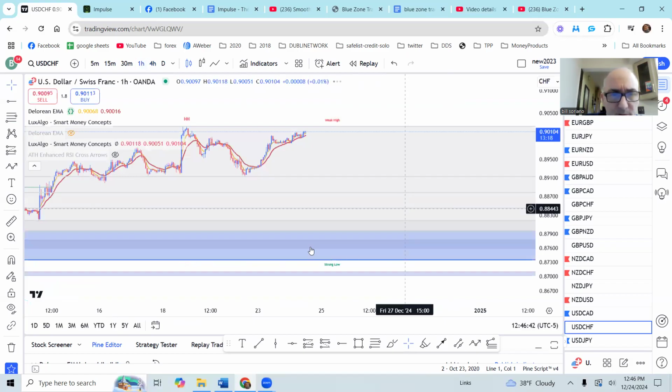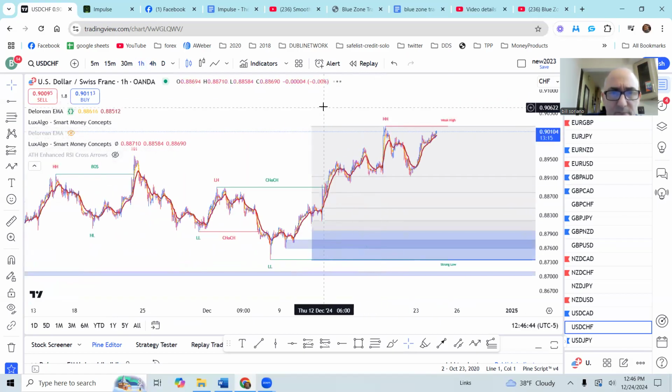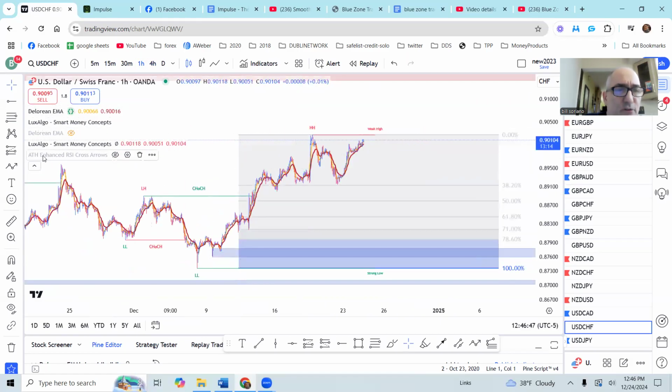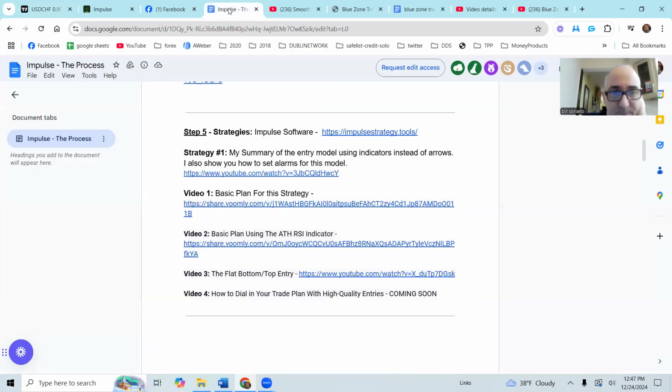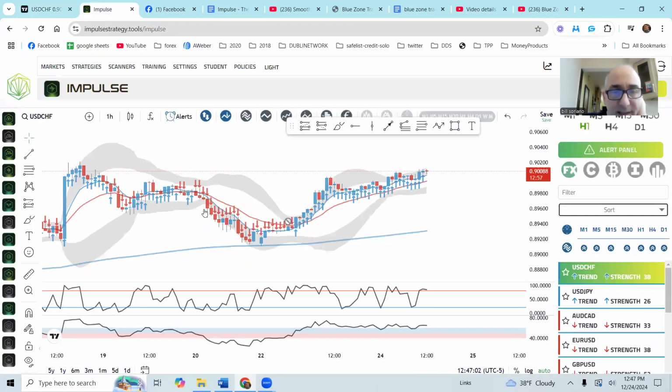And then we can drop down to the 1 hour and we could say, well, let's see what this looks like if we turn on this new indicator here. Now, this indicator, again, you have to be a customer of our community and the company that we're with in order to get access to this indicator. It's called the ATH Enhanced RSI Cross Arrows. Because what it did was, it was a strategy that we were using, but we didn't have the indicator.